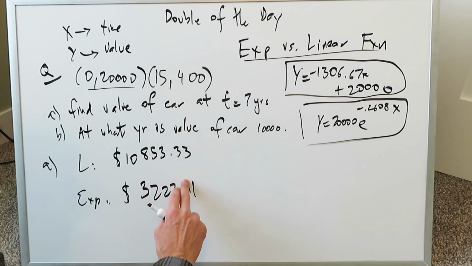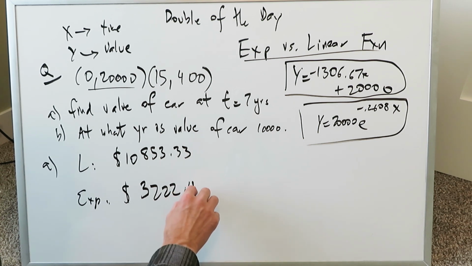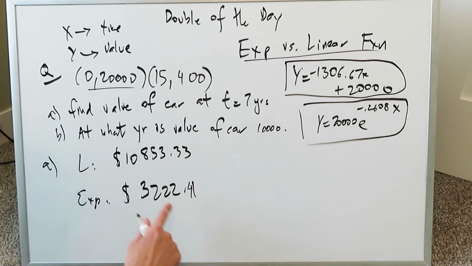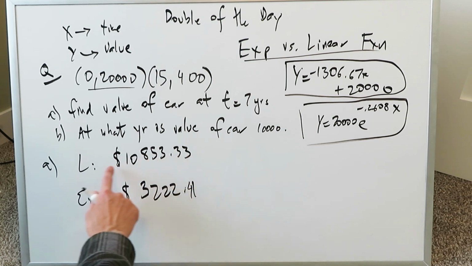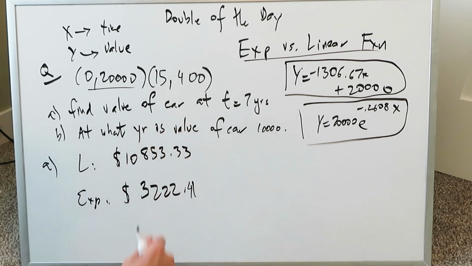And that right there, it could be a good thing or it could be a bad thing. If you're trying to sell your car, the value of your car would sell for this if people were going by this model. But if you were trying to sell your car at 7 years and they're going by this, you'll get more money for your car. Anyhow, question A is done.